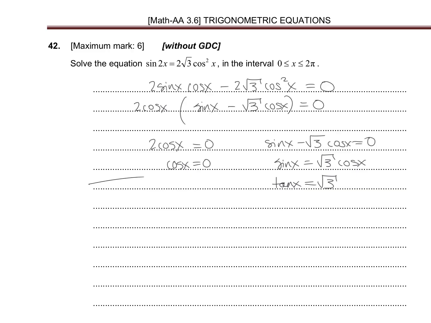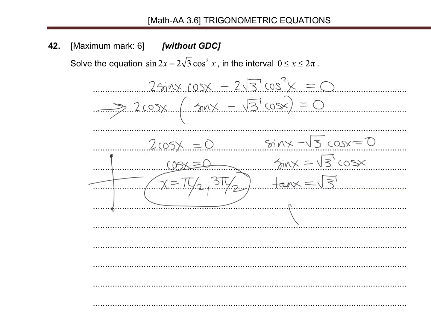All right, so cosine is 0 here and here. All right. So, and we didn't need to change domain because we made it look like this. So we're in between 0 and 2 pi. So we're going to be at pi over 2 and 3 pi over 2 for this one.